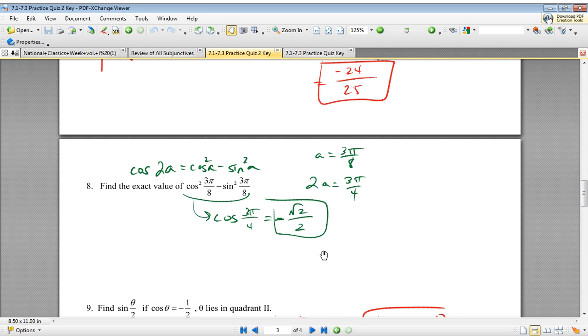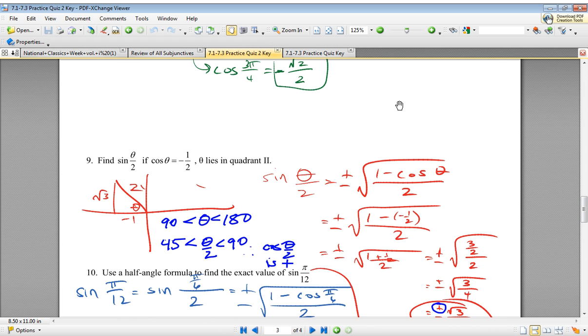Number 8, it's another backwards formula. So cosine squared A minus sine squared A, that is cosine 2A. So since we know what A is, 2A, well, 2A, we're just going to multiply both sides by 2. So if you multiply both sides by 2, you will get 3/4. That's something we can find. So cosine of 3 pi over 4 is negative radical 2 over 2 that you find on your unit circle.